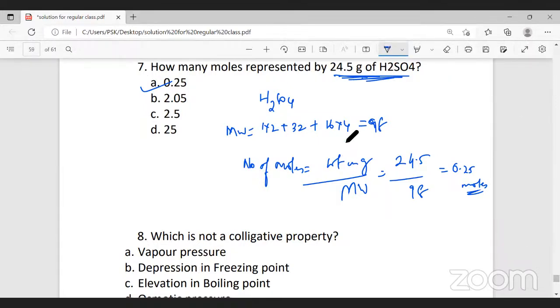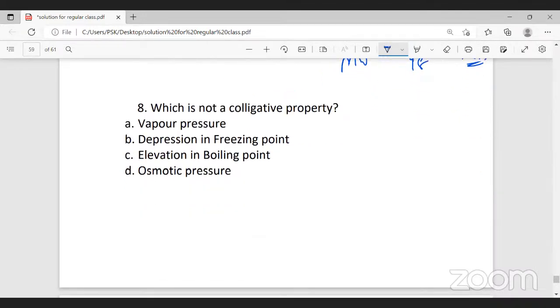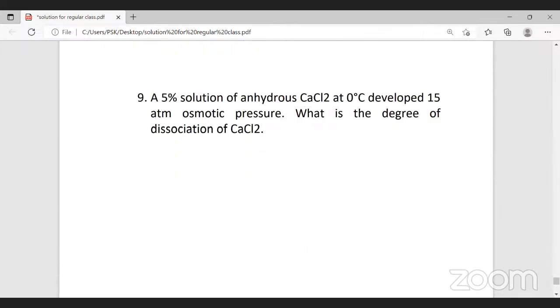This question also, see, there are simple questions. Few more questions we will learn. Which is not a colligative property? Vapor pressure. Very good. Vapor pressure is not a colligative property. All the others are colligative properties.